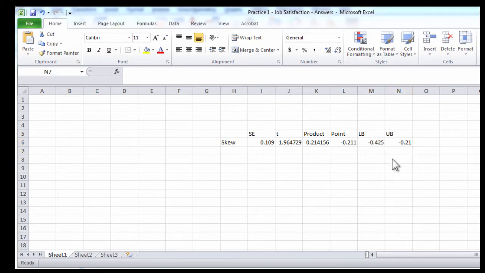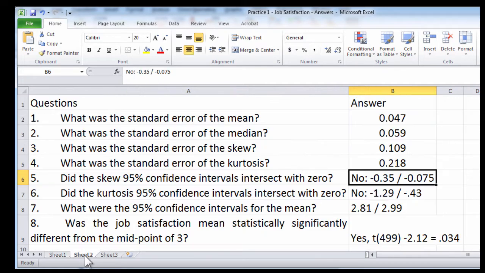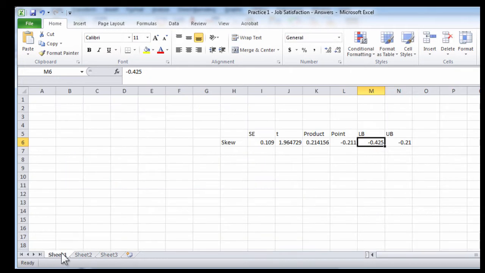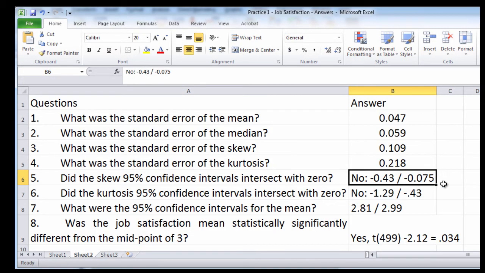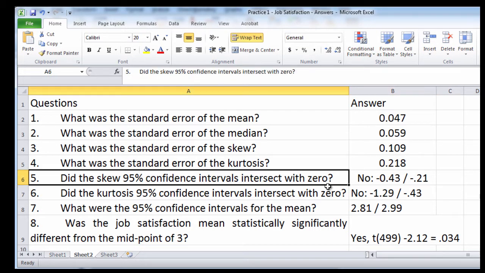So to answer the question, did the 95% confidence intervals intersect with zero? We can see that they didn't. In fact, I've got the wrong answer here. It should be negative 0.43 and negative 0.21. So the answer is no, it did not intersect with zero. And what does that mean? That means that there is statistically significant skew in the data.